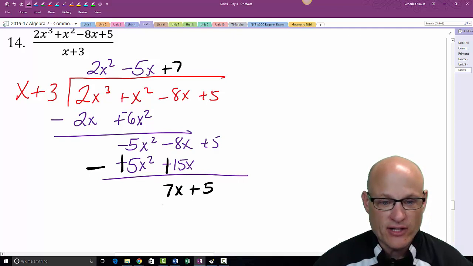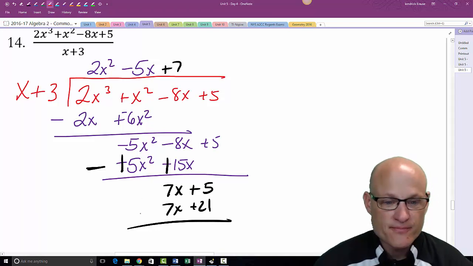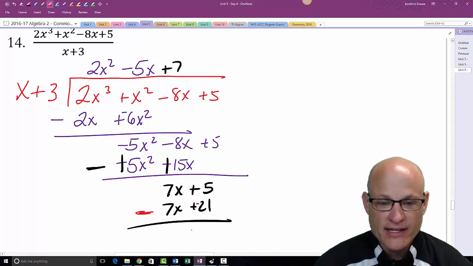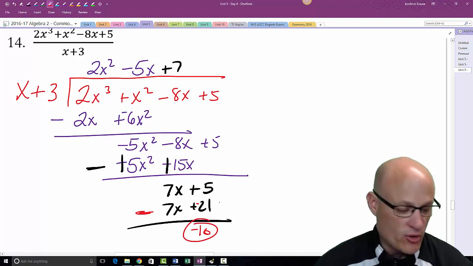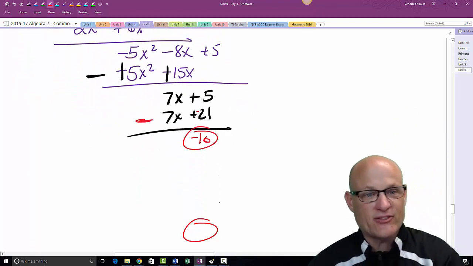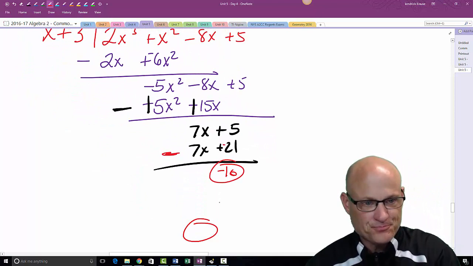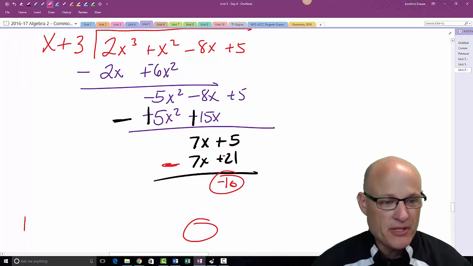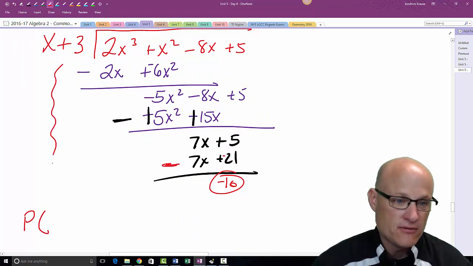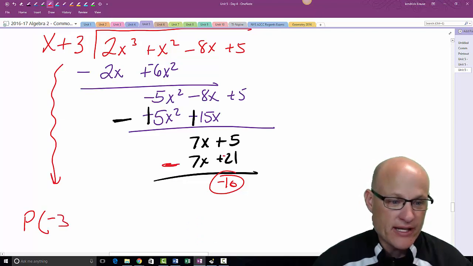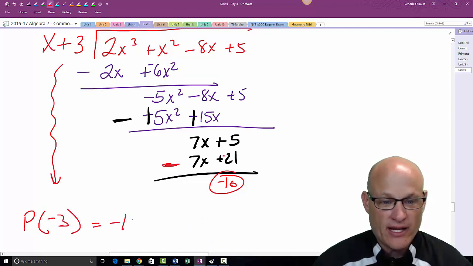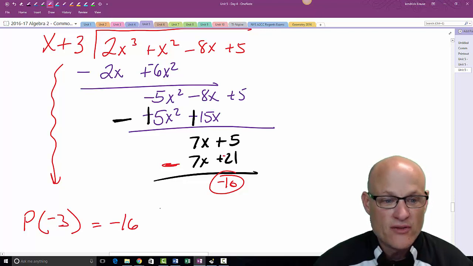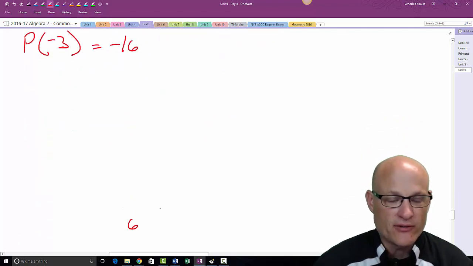And then plus 7, right? So 7 times x is 7x. 7 times 3 is 21. Subtract, and I get negative 16. So in order to verify that I got this correct, excuse me, I need to check P of negative 3 and verify that it equals negative 16. If that's true, that's what's going to equal. All right, so let's do this.